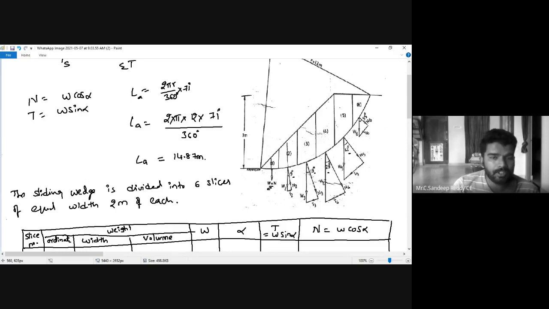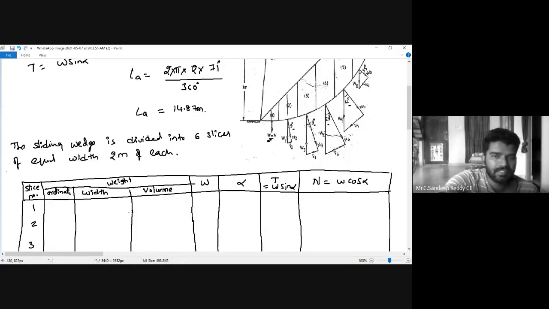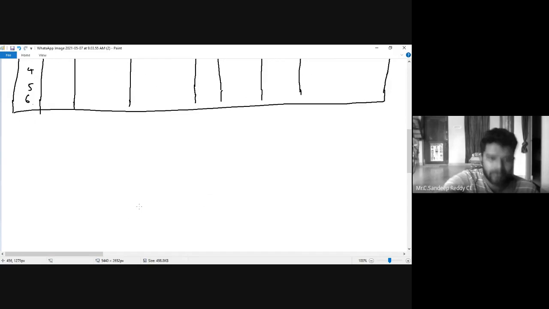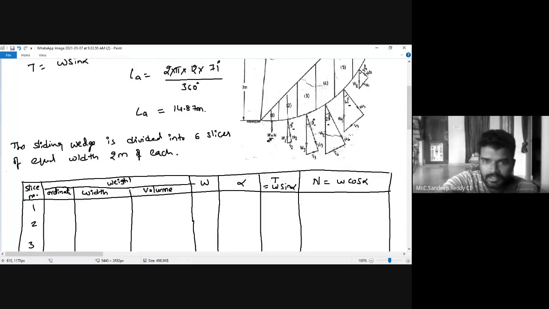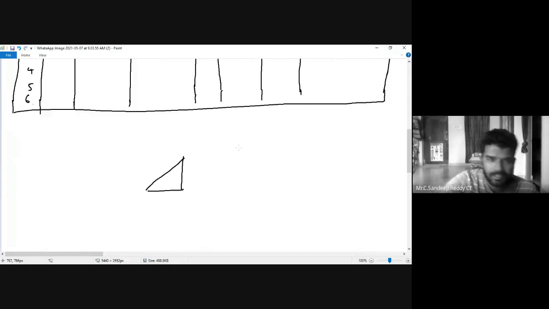Then what about the ordinate? In the second column, what about the ordinate of each slice? Let me draw here. This is the first slice we considered. You see the picture here. W and N are the same, meaning they have the same direction. Now you need to find out the ordinate.